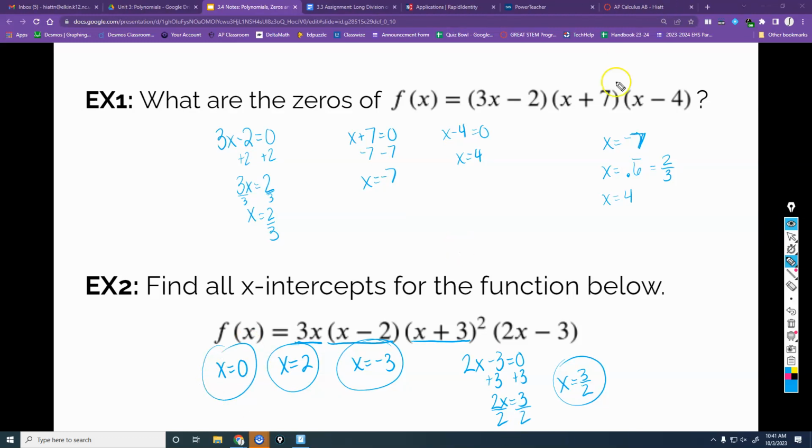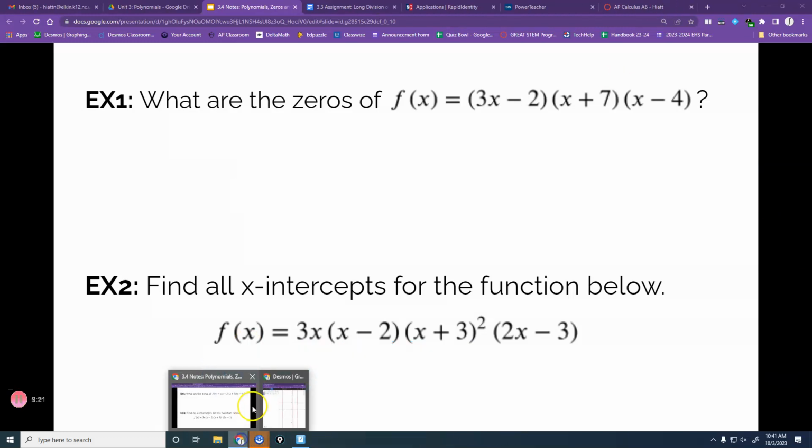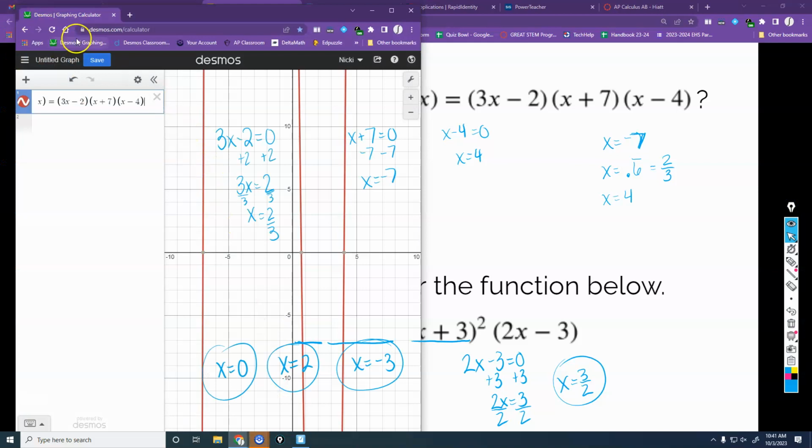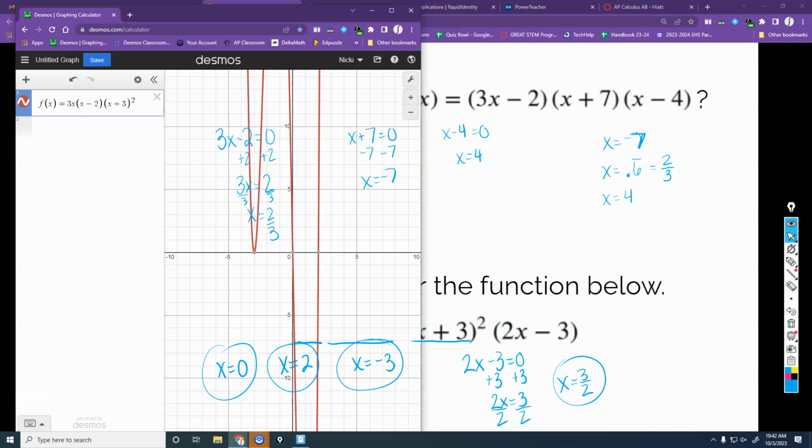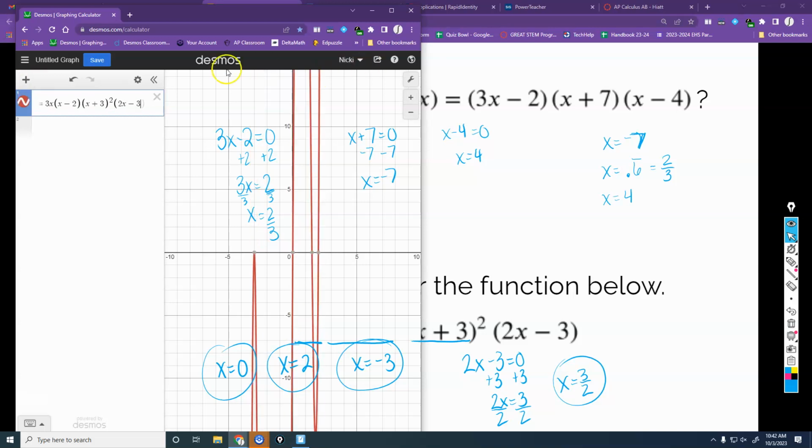If we go over to Desmos to check what we're doing here, we will have f of x equals 3x times x minus 2, x plus 3 to the second, and 2x minus 3. So if I graph that, I've got negative 3, I've got 0, I've got 1.5, which is 3 divided by 2, and 2. So I got those 4 zeros right there.